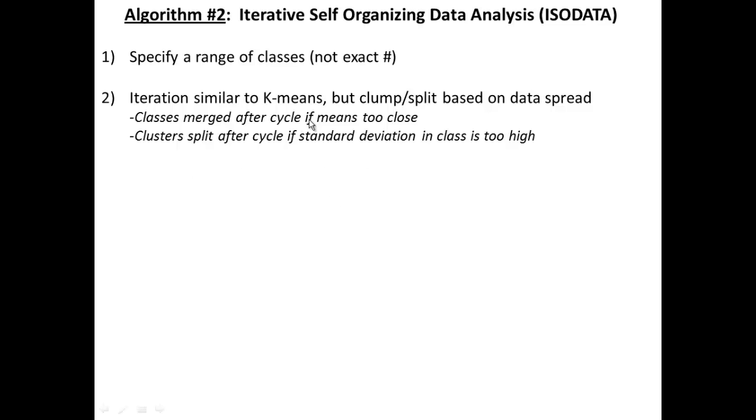So this is a little different because it doesn't have a predefined number of classes. Instead, it just keeps lumping and splitting the data until it comes out with some number of classes that satisfy a predetermined standard deviation or minimum distance between means that the user can define. So the user is not defining the number of classes, it's defining the minimum distance between means or the maximum standard deviation within a group.